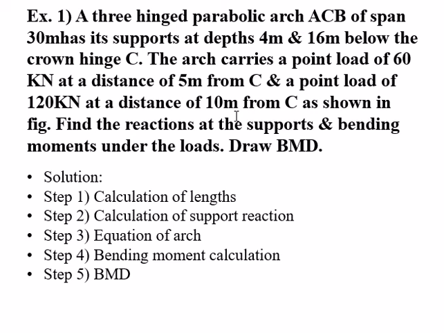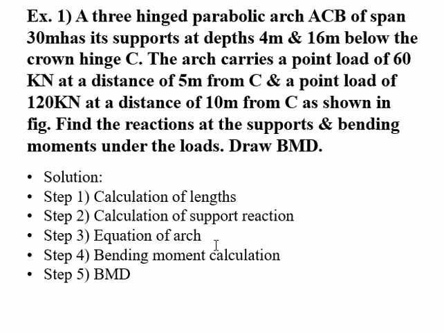So this is the given data available for the analysis. Here we have to calculate the reactions at the supports and the bending moment under the point loads. Also, with the help of this bending moment calculation, we can draw the bending moment diagram. So let us start with the solution. There are 5 steps, and with the help of these 5 steps we can analyze the 3-hinge parabolic arch. Let us start with step number 1, calculation of length. We can easily calculate L1 and L2 from the formula.